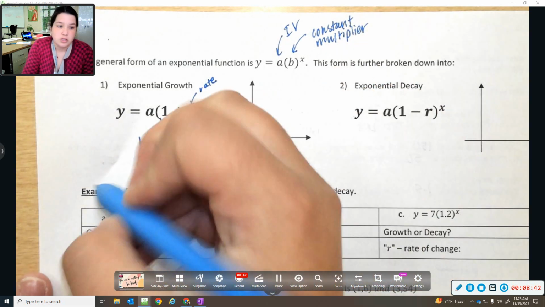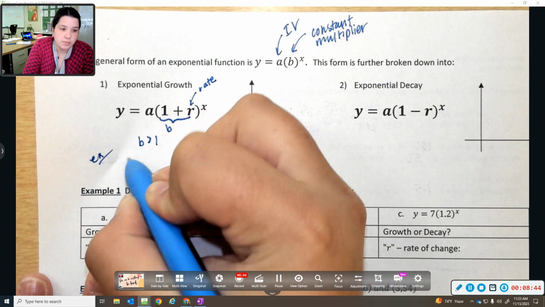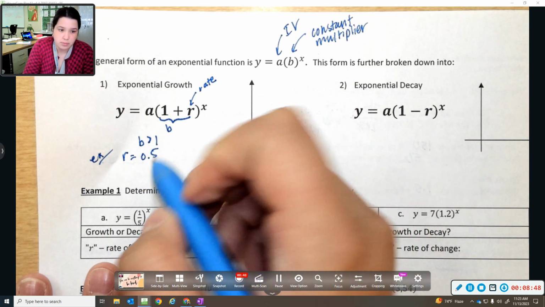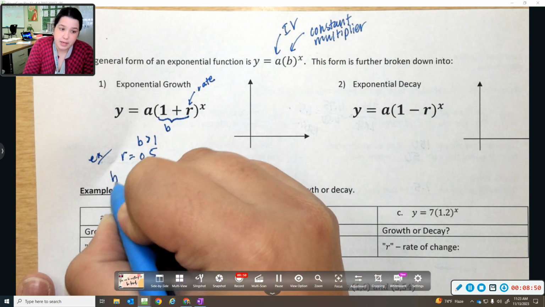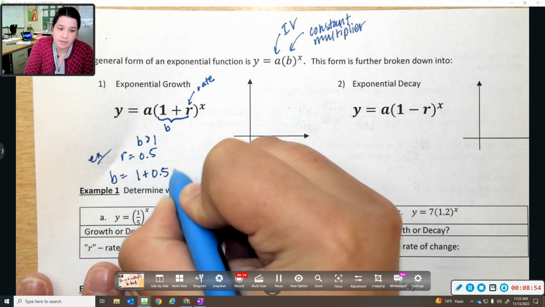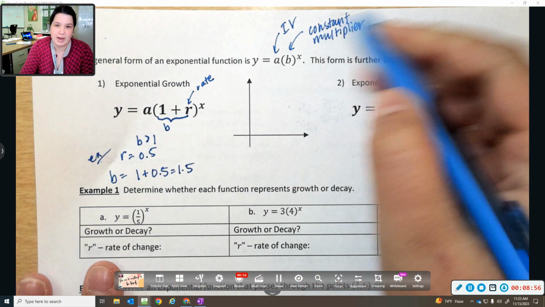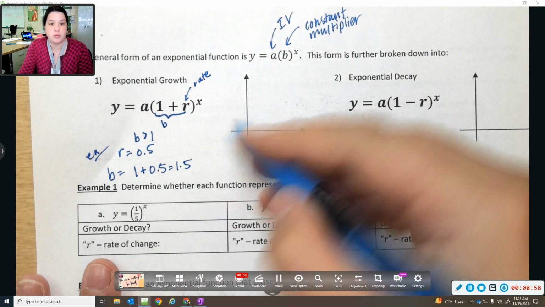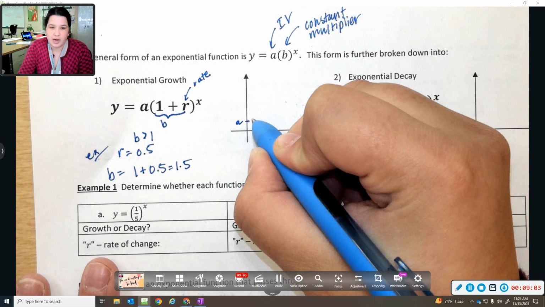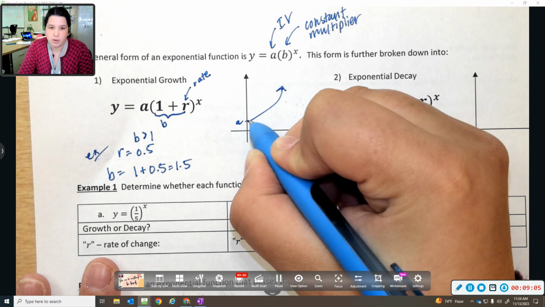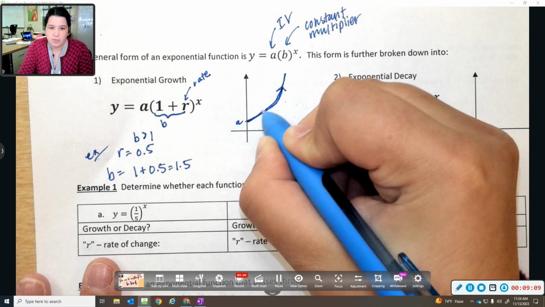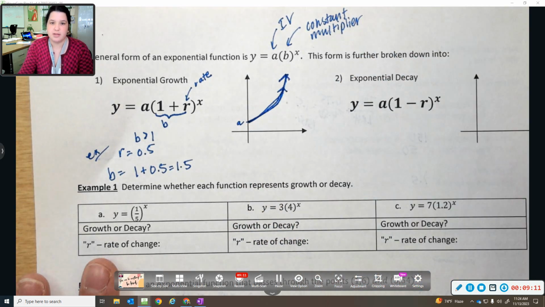All right? So again, example, if my r is equal to 0.5, then b, this whole thing is b, is going to be 1 plus 0.5, which is 1.5. So my constant multiplier, which I'm multiplying by, is 1.5. And it is always going to be, we have our a, and then it's going to be growth. Oh, that was a horrible looking example. But it's going to be rising from left to right.